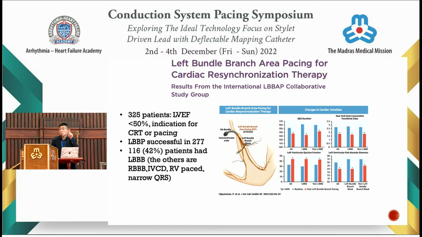That's where left bundle area pace comes in. Now, this is from the Left Bundle Area Collaborative Study, and what they did was use left bundle branch pacing in patients with heart failure. They had about 116 patients, about 42% with left bundle branch block, and by putting in a left bundle branch pacing lead and pacing the left bundle area, they managed to narrow the QRS to only about 130 milliseconds on average. That was associated with improvement in NYHA class, ejection fraction, as well as end-diastolic LV diameter.